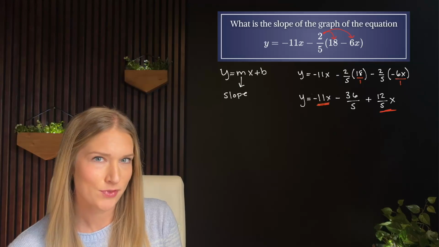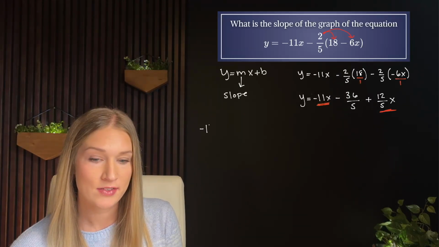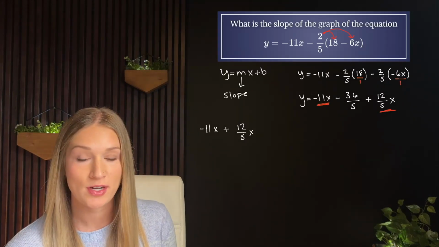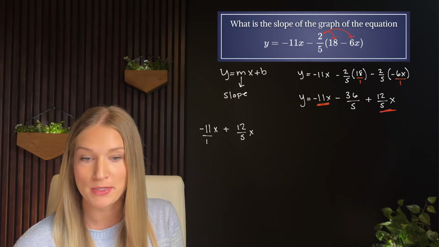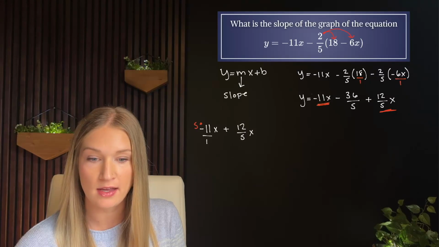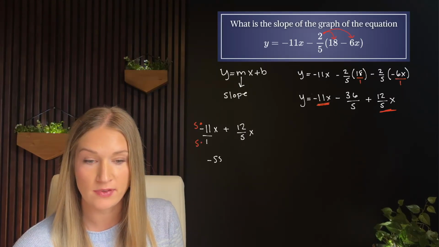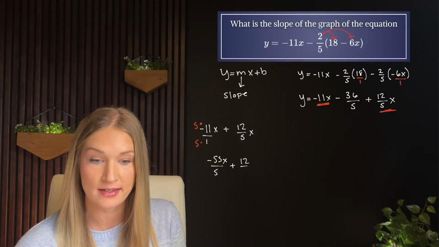Now if you're not comfortable with adding fractions, we can always just do that off to the side. So I've got -11x, and I'm adding 12/5 x. These are just two fractions that I'm trying to add. The 11 is just 11 over 1. So I'm going to get a common denominator by multiplying by 5 in the numerator and denominator, and then I get -55x over 5, and I'm adding 12/5 x.